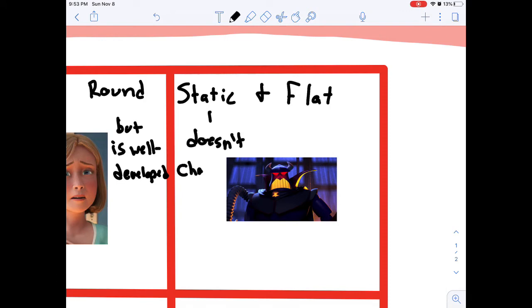Again, make sure you're getting these notes down on yours. And he is undeveloped or underdeveloped. A character can be fairly flat, like you don't see many sides, it's pretty limited, or it can be totally flat. You really only see one side of this character. So, this particular character, Zurg, is static and flat. He doesn't change, and he's undeveloped.